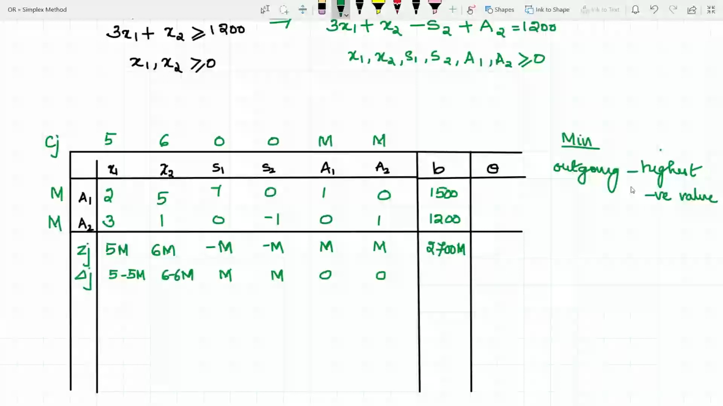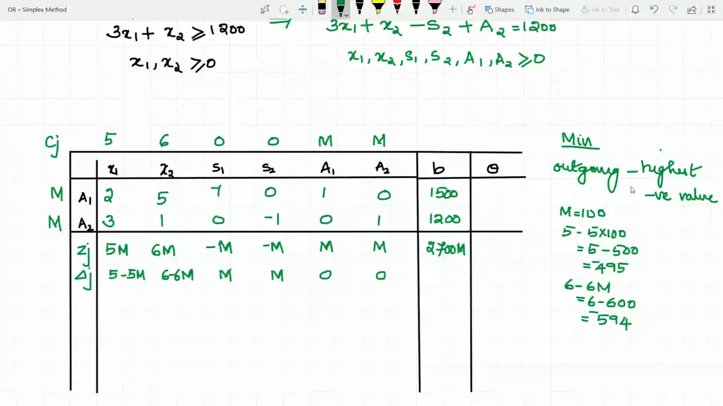സോ ഇവിടെ -5m, -6m. അപ്പൊ നമുക്ക് എടുക്കേണ്ട ഇതാണ്. അത് ചെക്ക് ചെയ്യണമെങ്കിൽ നമുക്ക് ഇങ്ങനെയും കൊടുത്തു നോക്കാം. m is equal to 100 ആണെങ്കിൽ 5 minus 5 into 100. So you have 5 minus 500 which is equal to 495. ഇനി അടുത്ത 6 minus 6m which is equal to 6 minus 600. That is equal to 594. ഇവിടെ നെഗറ്റീവ് സൈൻ വേണം, ഞാൻ മറന്നുപോയി. നെഗറ്റീവ്. അപ്പോൾ ഇവിടെ ഇതാണ് വലിയ നമ്പർ.